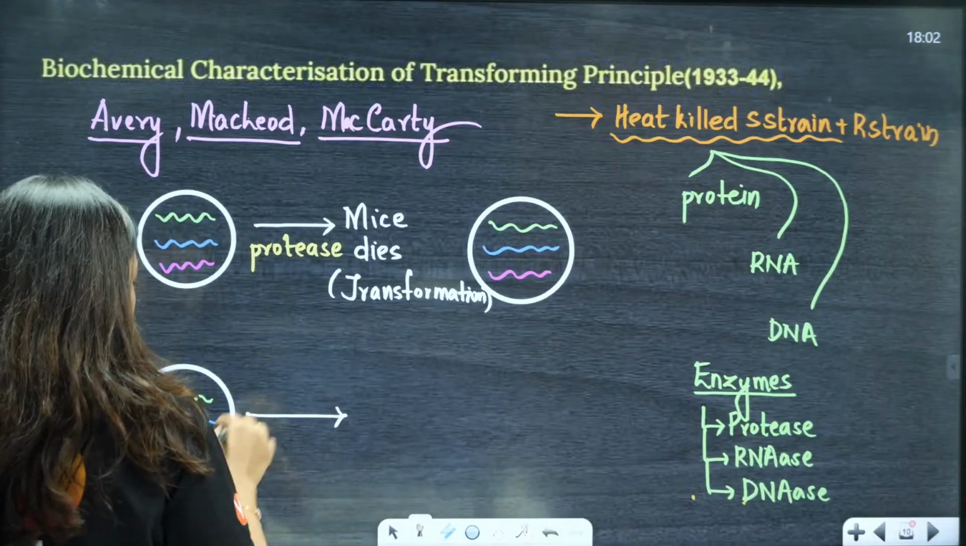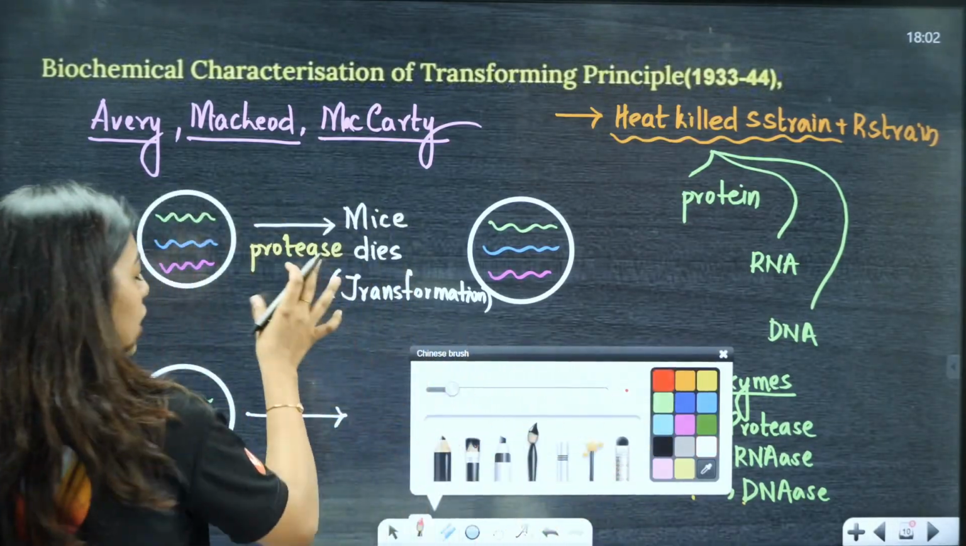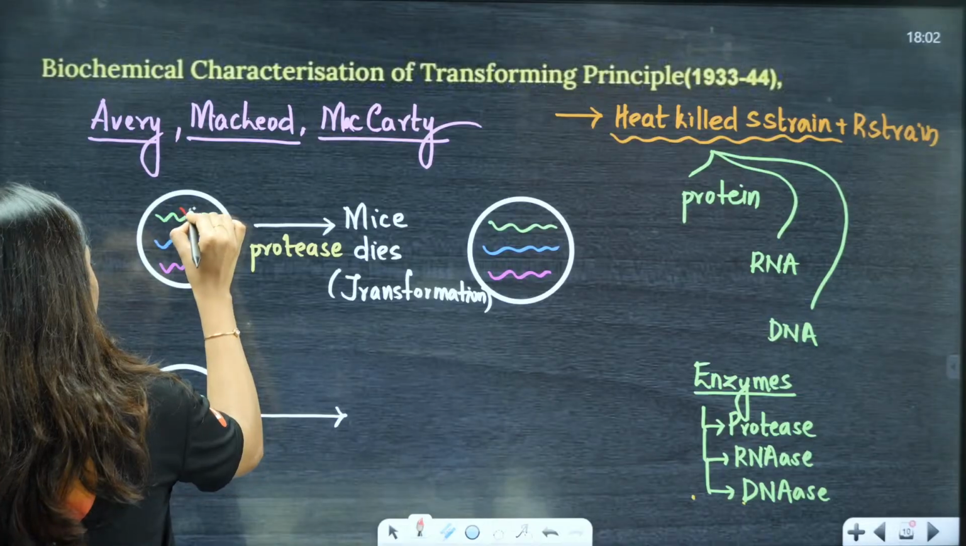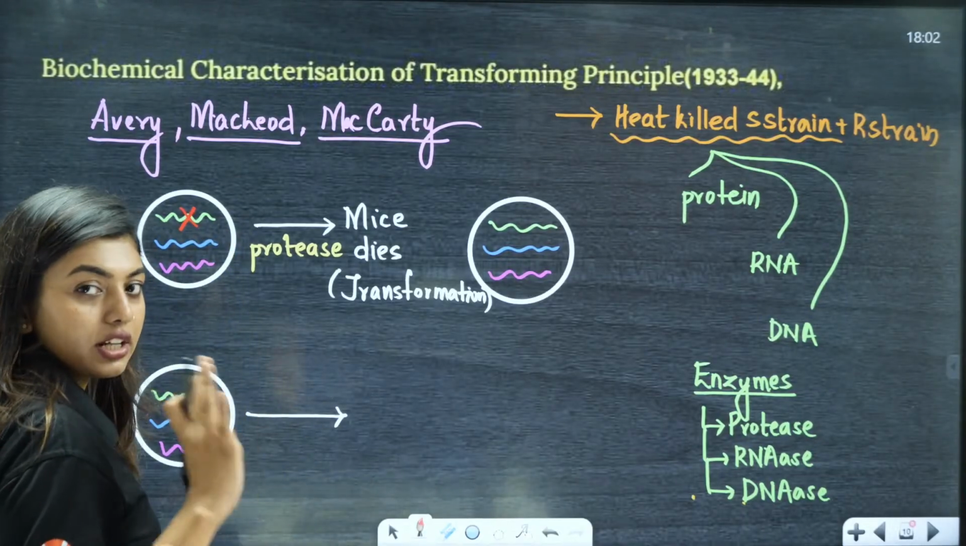Transformation is happening. Okay, so we understood one thing. If the mice is dying, that means protein is not the genetic material, protein is not the transforming principle.